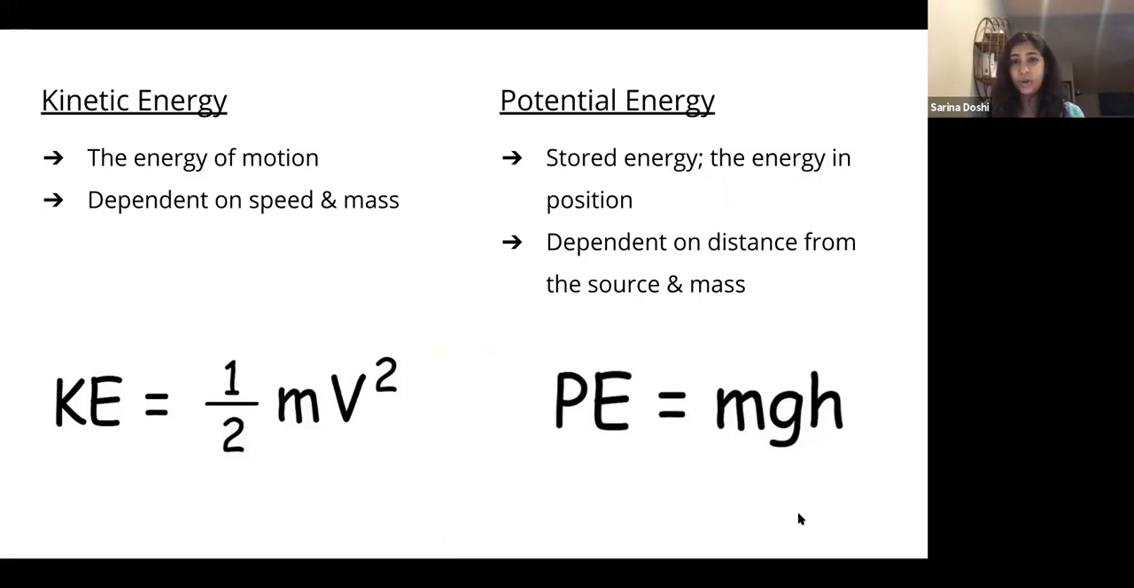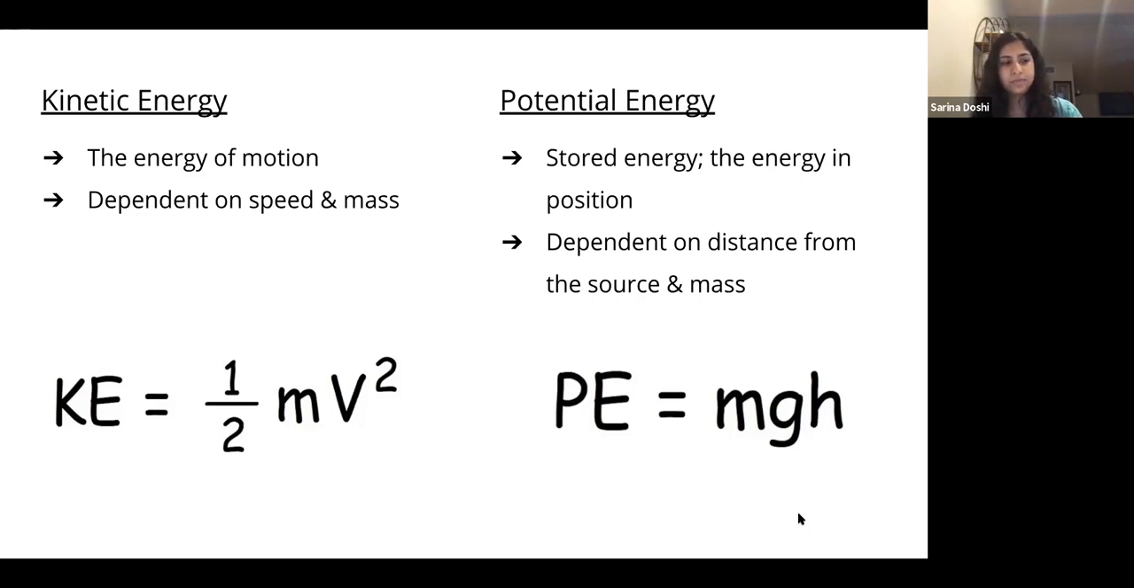Potential energy is stored energy. It's kind of like the energy in position. It's dependent on distance from the source and the mass. So mass is very straightforward, but distance from the source. There is a type of potential energy called gravitational potential energy, and it's probably the most common. You're going to see it on your homework.